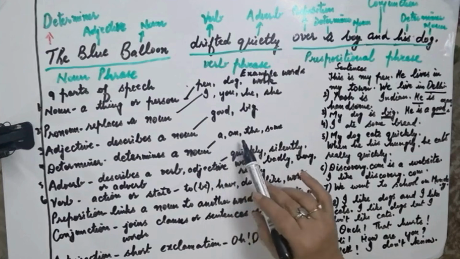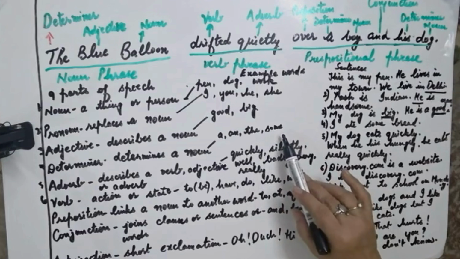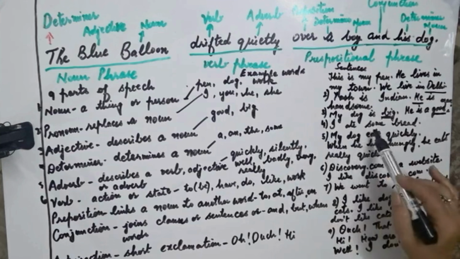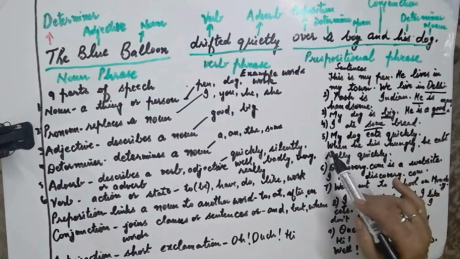Determiner determines a noun. All the articles, a and the. Some is a quantitative determiner. An example is: I ate some bread.